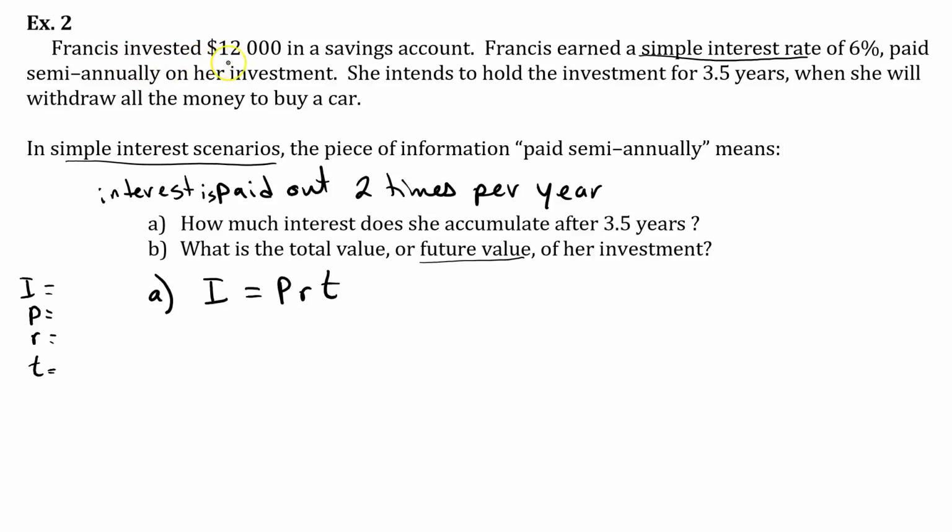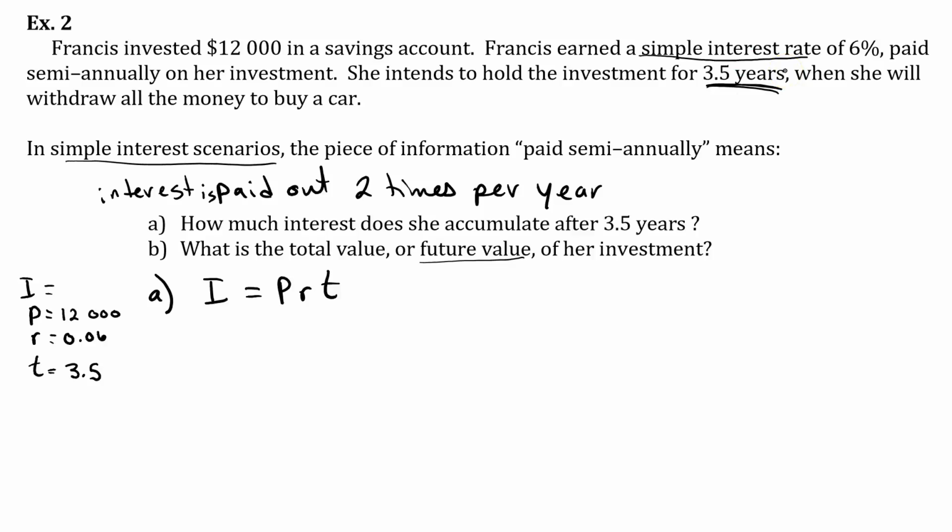So we have Frances invested $12,000 into a savings account. So that is our principal, $12,000. The interest rate that's identified here is 6%, but remember it's not going to be 0.6 because that's 60%, but it's going to be 0.06 because that's the decimal equivalent. And she intends to hold the investment for 3.5 years, so time is 3.5. We can use decimals this time, not a problem. And we're happy because we don't have to do any conversions because the time is given in years.